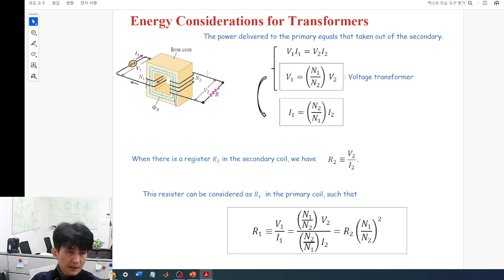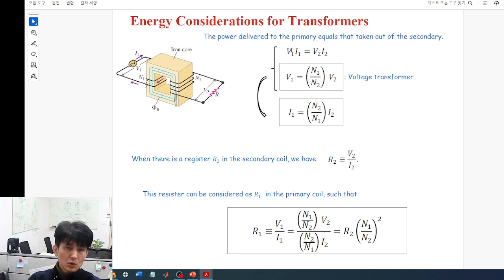So if we originally have 100 volt, then V2 becomes 200 volt because N1 is 2 and N2 is 4. So we should have 200 volt as the output. As we have twice as many turns for the second coil compared to the initial coil, we have twice the voltage at the secondary coil. So that's the voltage of the transformer.